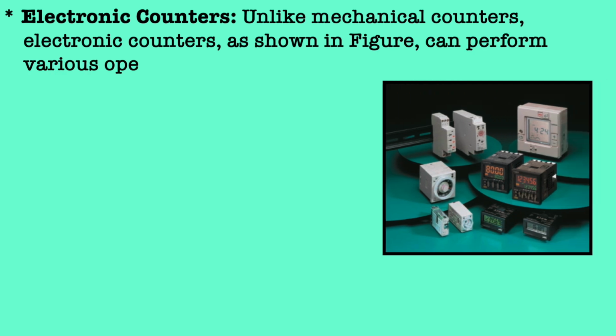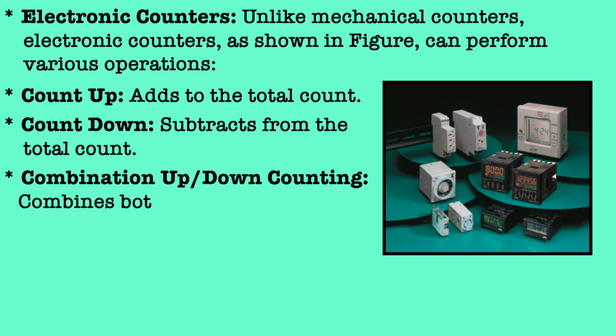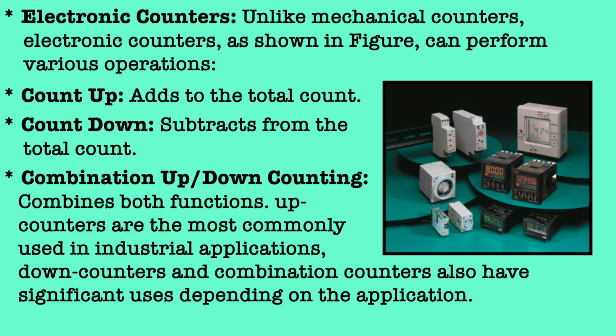Electronic counters, unlike mechanical counters, as shown in the figure, can perform various operations: count up, add to the total count; count down, subtract from the total count; and combinations. Up-down counting combines both functions. Up counters are the most commonly used in industrial applications. Down counters and combination counters are also of significant use depending on their applications.